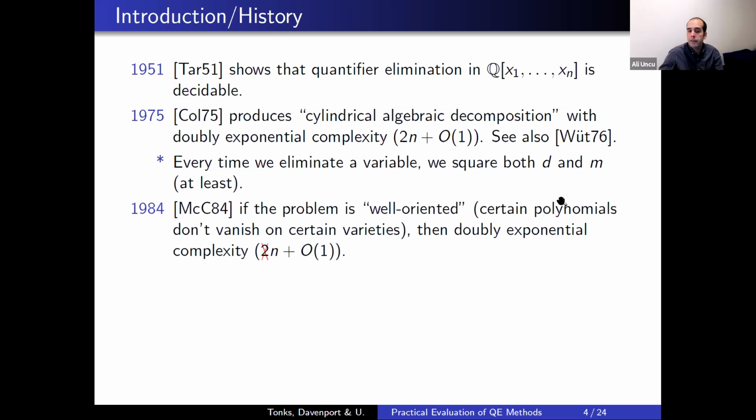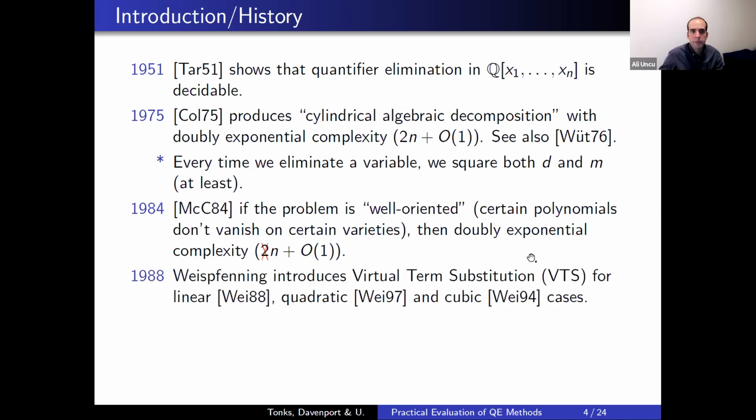Then in 1984, McCallum said, if the problem is well-oriented, if certain polynomials do not vanish with certain properties, then you can simplify this complexity a little bit. It is still doubly exponential, but instead of 2n, now we have an n. And for double exponential, this is a really good accomplishment.